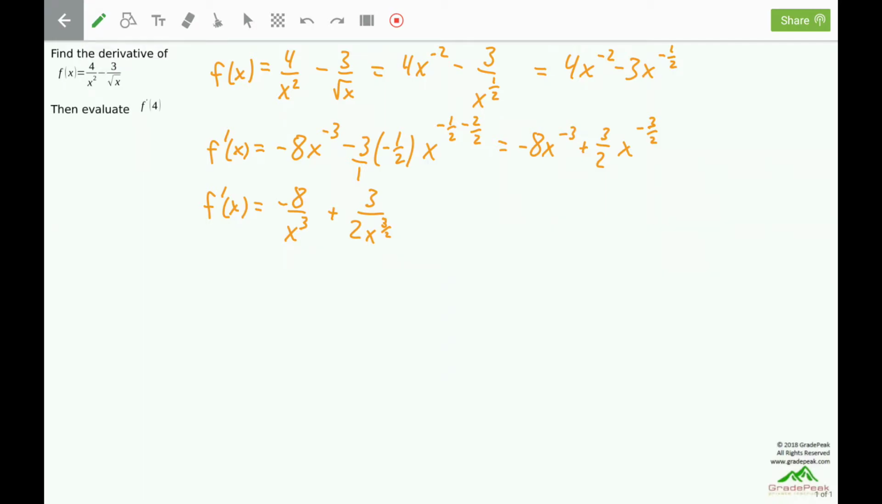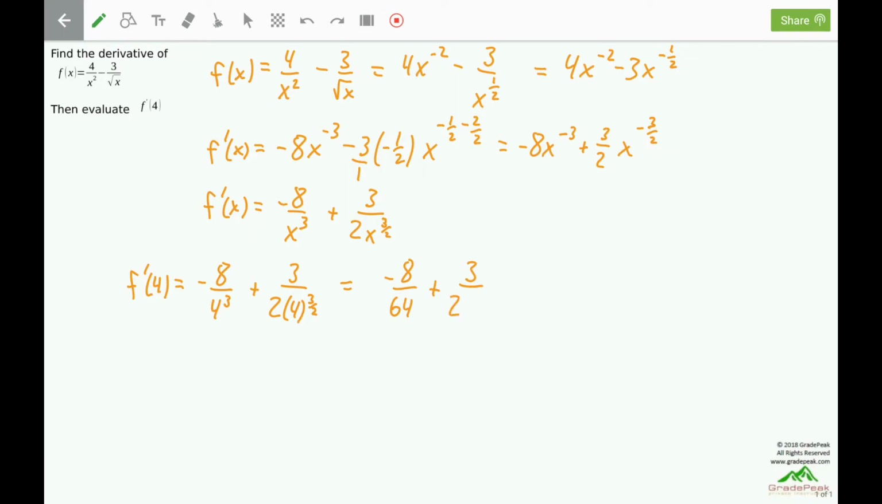Our next step is to evaluate f prime of 4. So we'll plug a 4 in for each of the x's. Negative 8 over 4 cubed plus 3 over 2 times 4 to the 3/2. 4 cubed is 64. And then 2 times 4 to the 3/2.